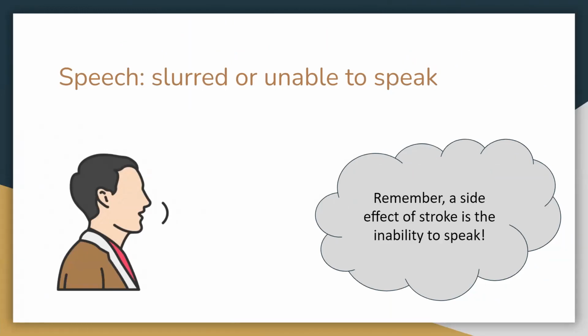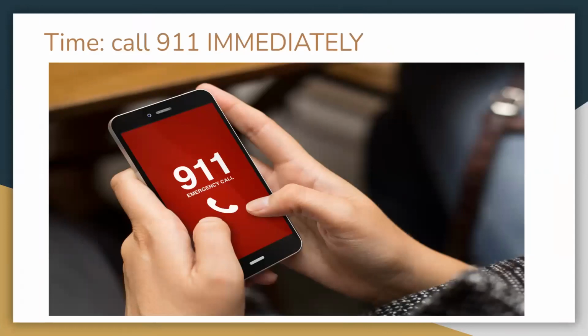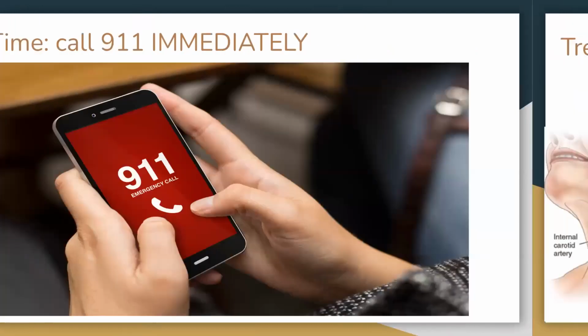So remember that a side effect of stroke is the inability to speak. So during the stroke, they may exhibit slurred speech, and after the stroke, they may exhibit slurred speech or the inability to speak. And T is for time. You want to call 911 immediately because strokes are time sensitive.